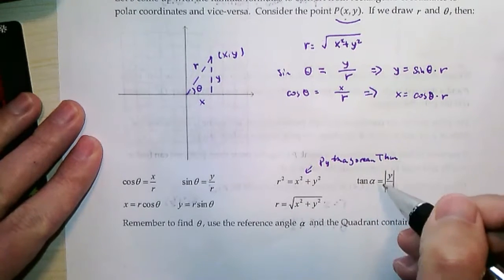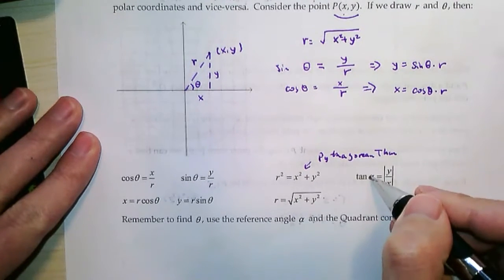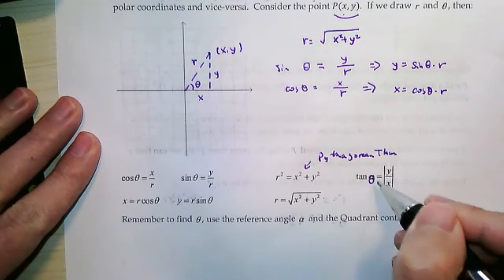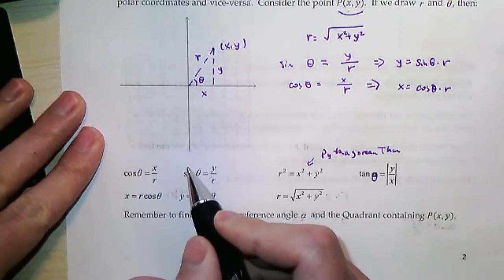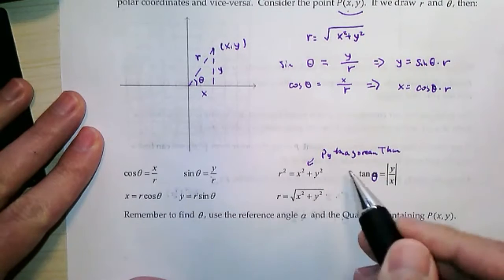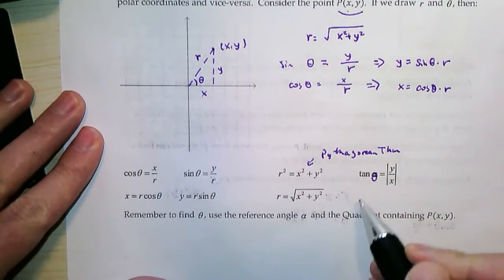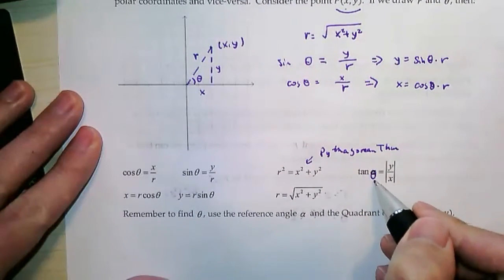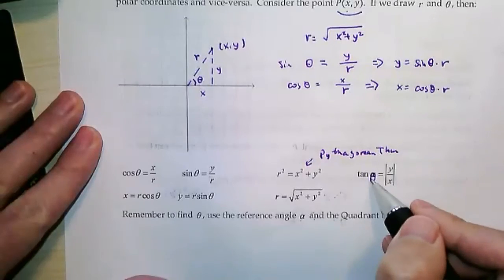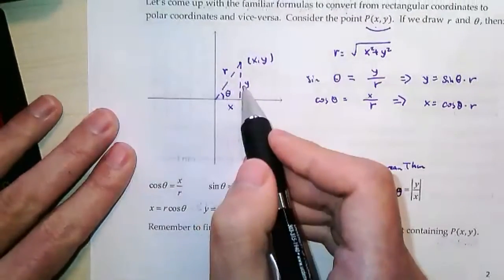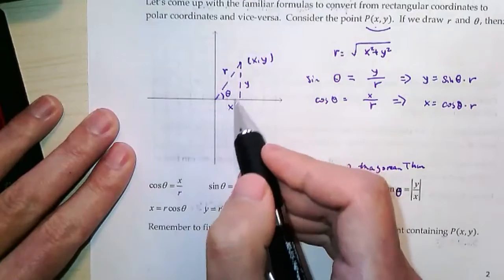So here is a confusion. He should use theta. This should not be alpha, because we are always using theta to denote the angle. Why do we switch to alpha? It does not make sense. So this should be theta. So what is tangent theta? Tangent theta is just this side divided by this side, right?